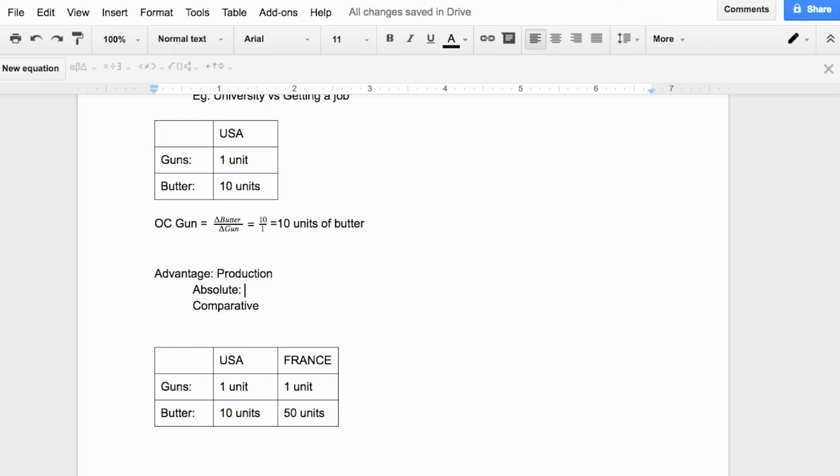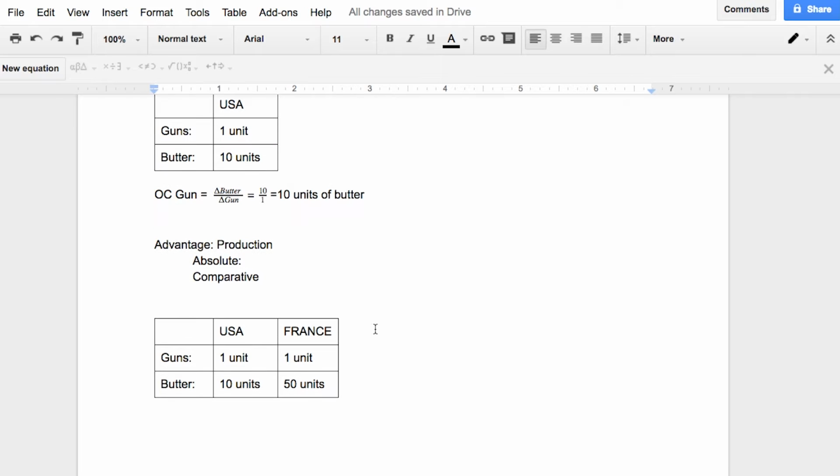So if we compare 2 different entities or 2 different parties, we look at how much they can produce and determine which one can produce more. So let's look at this table down here. It said the USA can produce this, same as above, and France can produce this. They can choose one or the other. So we're looking simply at volume.